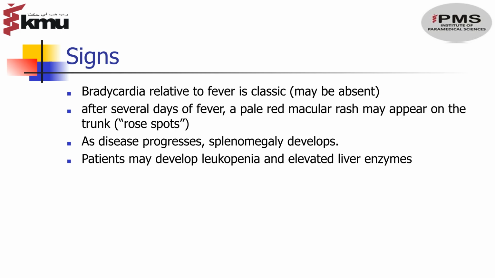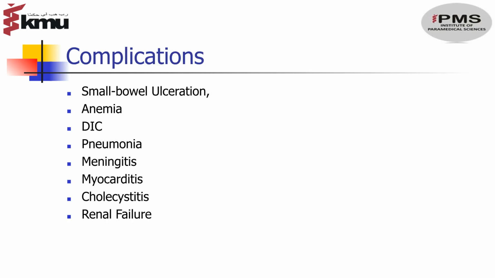Classic signs include bradycardia relative to the fever, though this may be absent. A pale red macular rash, called rose spots, may appear on the trunk after several days. As the disease progresses, patients may develop splenomegaly, leukopenia, and elevated liver enzymes. Complications of typhoid fever can include small bowel ulceration, anemia, DIC, pneumonia, meningitis, myocarditis, cholecystitis, and renal failure.